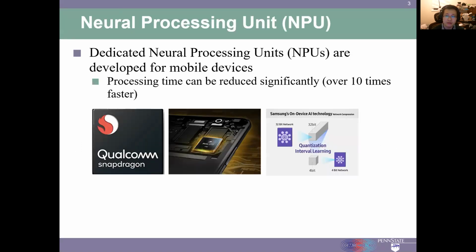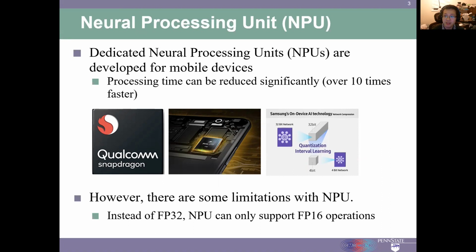Recently, many smartphone manufacturers developed a dedicated AI chip called Neural Processing Unit, NPU, to run the DNN models on mobile devices. The processing time can be reduced significantly on NPU. However, the NPU has some limitations. Compared to the CPU, which can run the DNN model using 32-bit floating point numbers, NPU can only support 16-bit floating point number operations and storage.